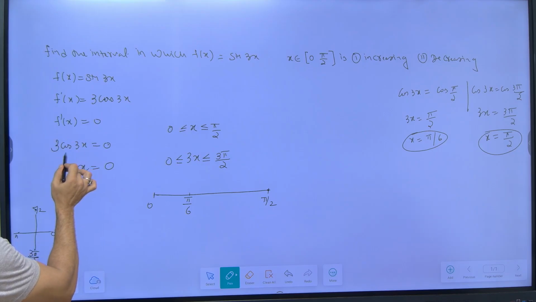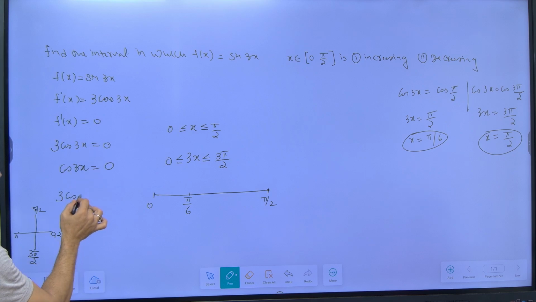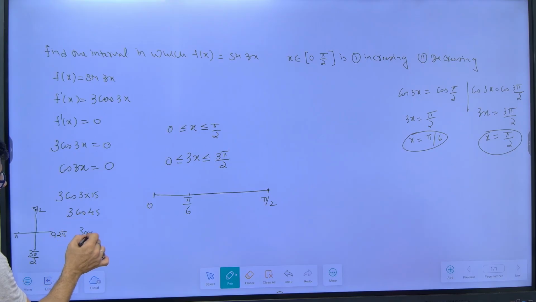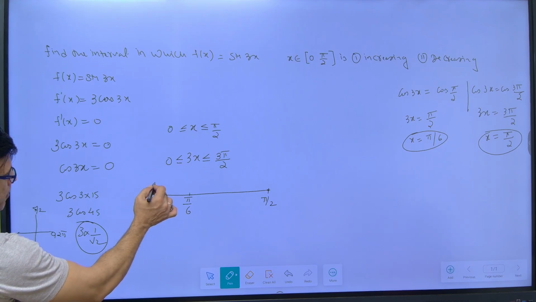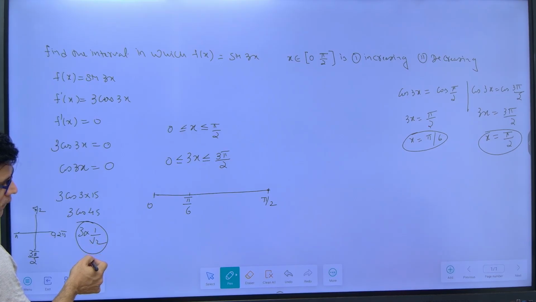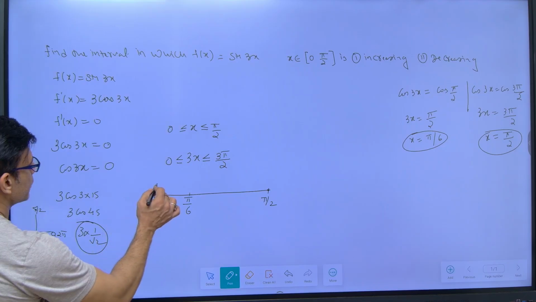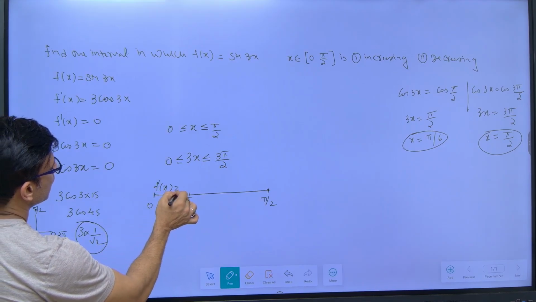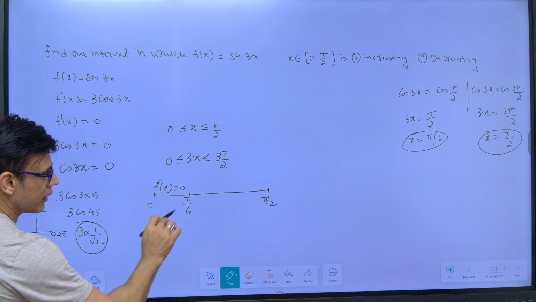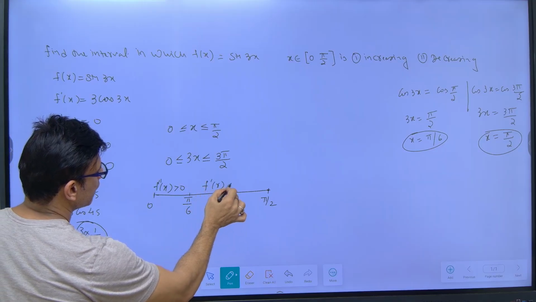This is your f dash x. So 3 into cos of 3 into 15, so 3 into cos 45. Cos 45 is what? Overall, we don't have to find the value, we just have to find out whether it is positive or negative. 3 by root 2 is positive or negative? Positive. So f dash x is greater than 0, right? After that, it is going to be less than 0.